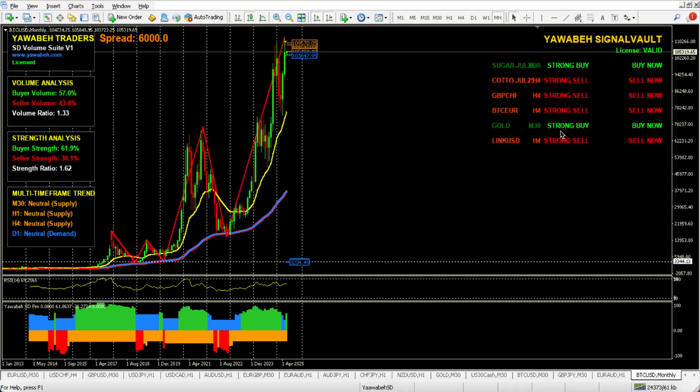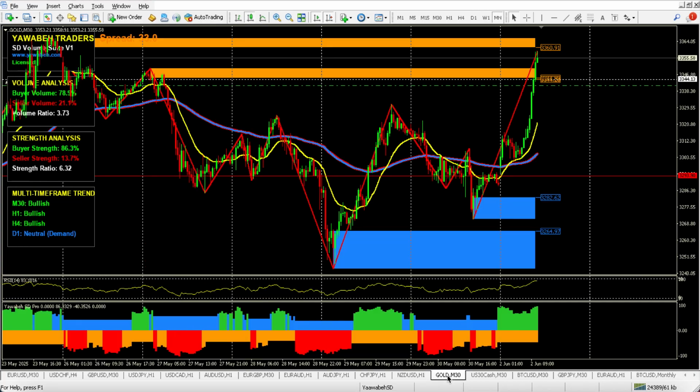So the Yawabeh SignalVault scanner right now says there are some trading instruments that are trending upside and some in the downtrend. Just like gold, it says on M30 the gold pair is having a strong buy signal. So let's switch to the gold pair and see whether this signal is valid.